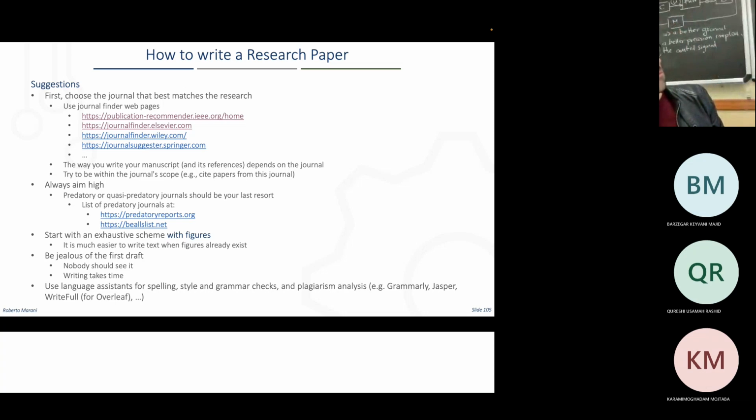And then, for example, you can use some language assistant. There are many language assistants. If you use LaTeX or Overleaf, for example, that is online LaTeX, you can use Writefull. There are Grammarly, Jasper. There are many of these, or probably you already use them.